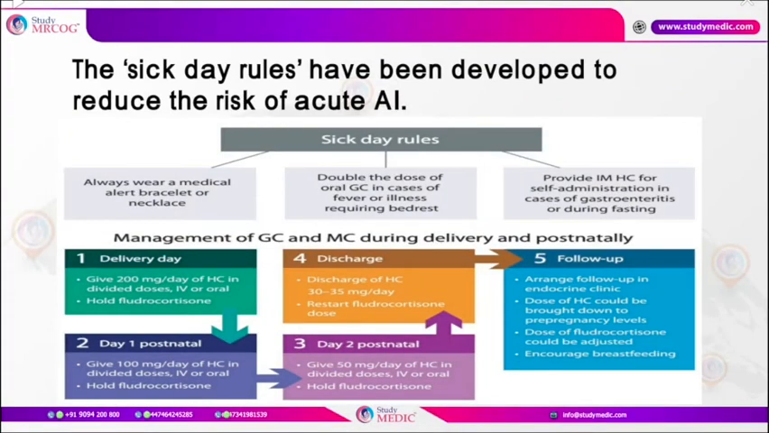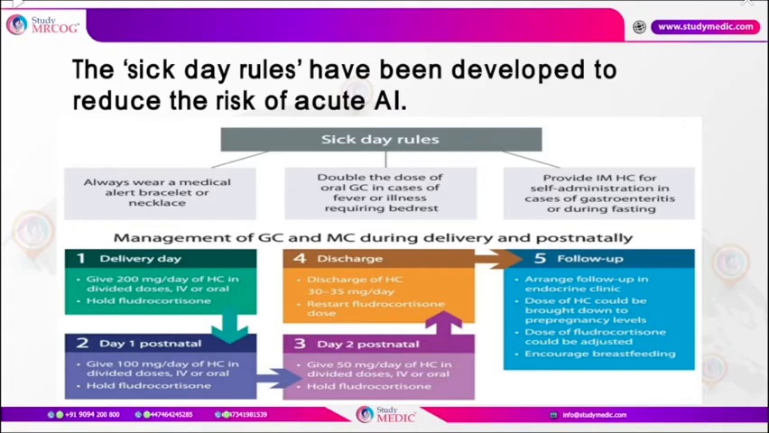Very importantly, there is a 6-day rule that has been developed to reduce the risk of acute adrenal insufficiency. So what is the 6-day rule? Always wear a medical alert bracelet or necklace so that people will come to know that this can be an adrenal insufficiency episode. Double the dose of oral glucocorticoid in cases of fever and illness requiring bed rest, because in stress is where the deficiency of steroid can happen in the body. Provide intramuscular hydrocortisone for self-administration in cases of gastroenteritis or during fasting too.